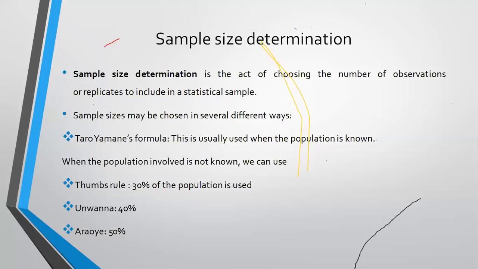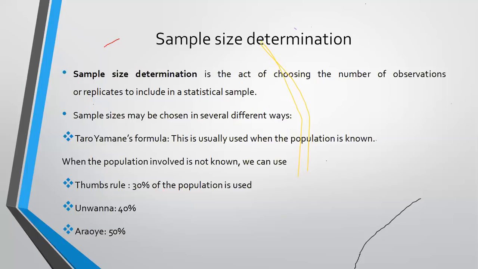Okay, you want to work on the number of people that has COVID-19. Thank God for NCDC. They have given us statistics. We have everyday daily statistics. You know the exact number. That is when you can use Taro Yamane.